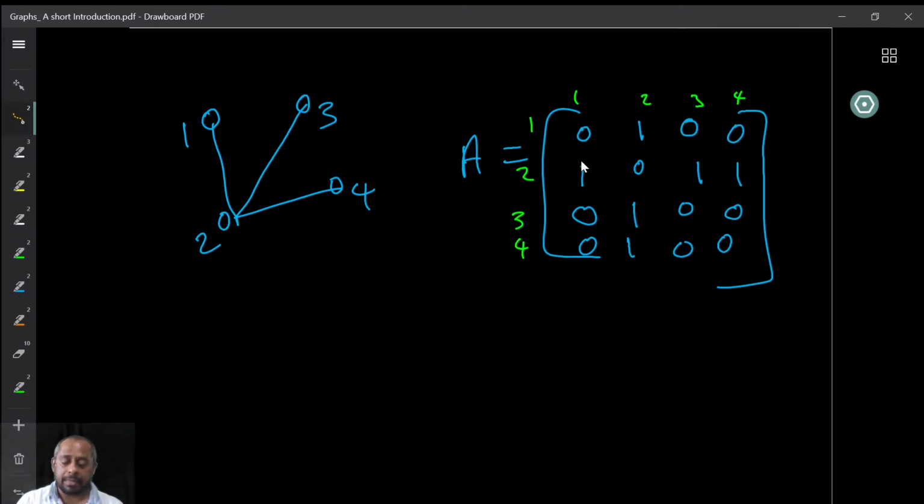So we will get a symmetric matrix. Similarly, 3, 2 and 4, 2 are edges, so you have 2, 3 and 2, 4 as 1. And of course, the diagonal entries are 0, because there is no edge from a vertex to itself in the graphs that we are looking at.